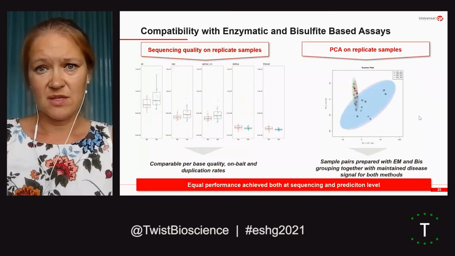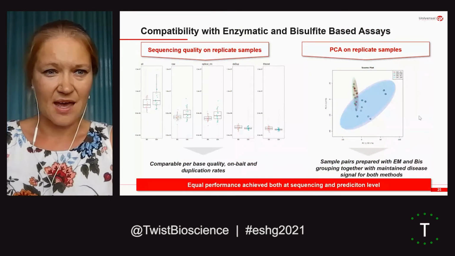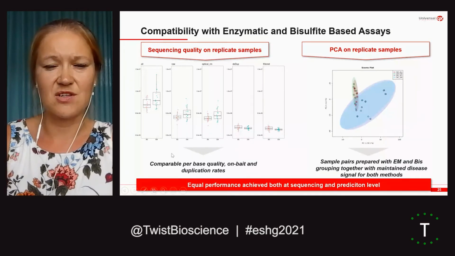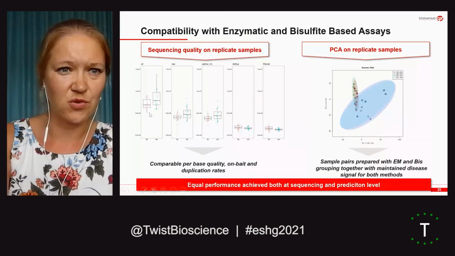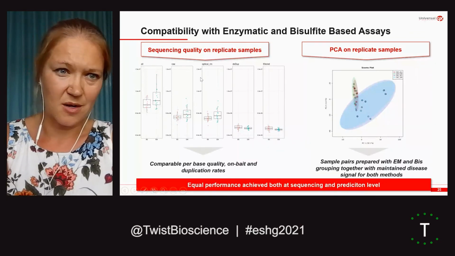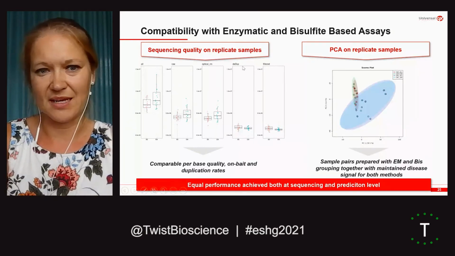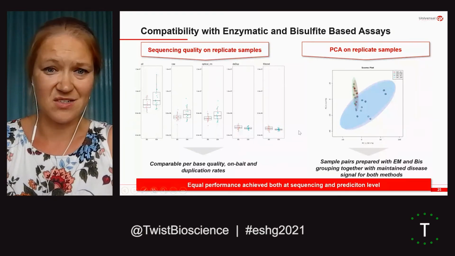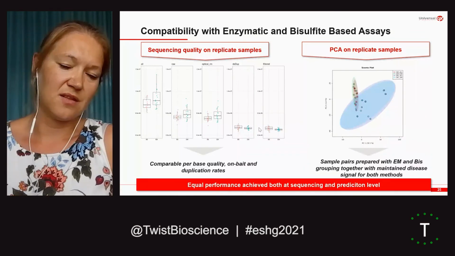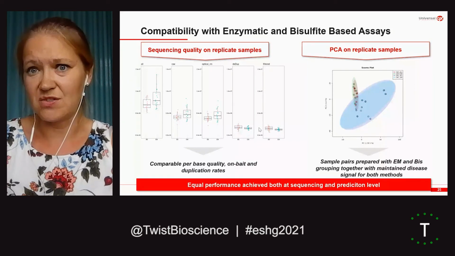We have been doing this work mostly on bisulfite converted DNA. However, we have been comparing this to enzymatic conversion as well. On this slide, you can see that the values for sequencing quality on replicate samples are quite comparable in terms of the initial reads and optical duplicates, deduplicated analysis, and filtered analysis. So either one of these could be used. Also, the base quality is quite comparable, as are the duplication rates.